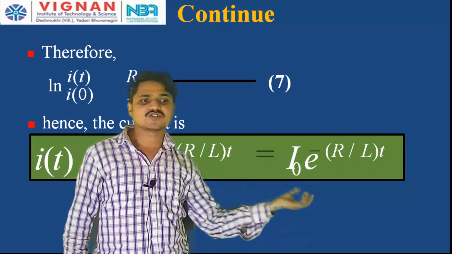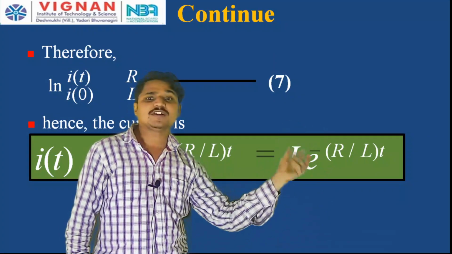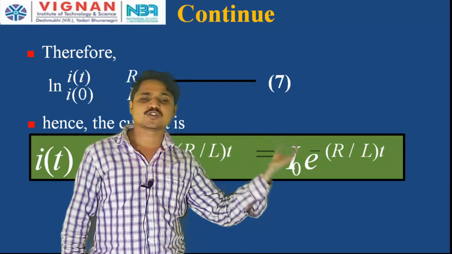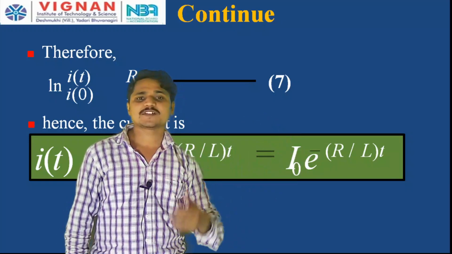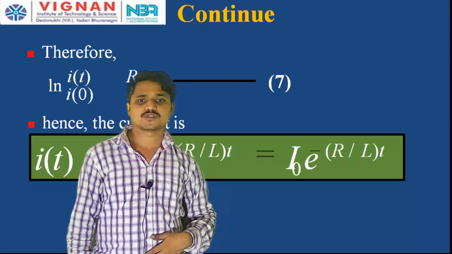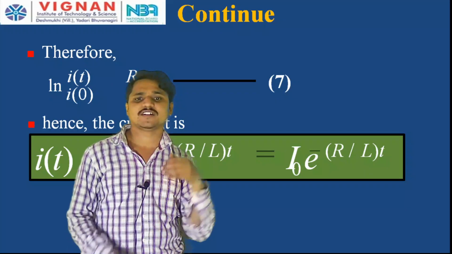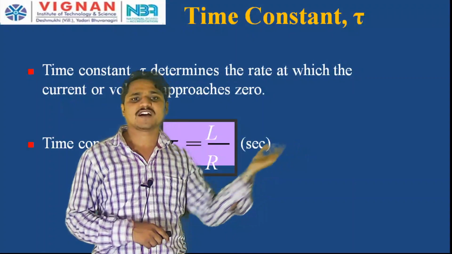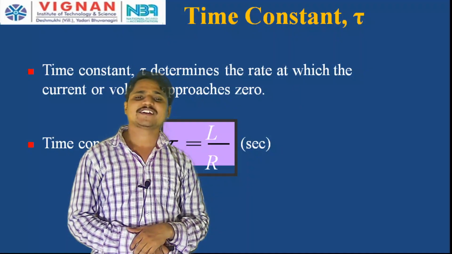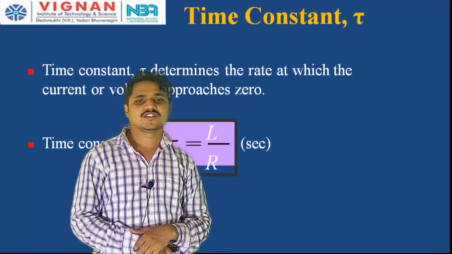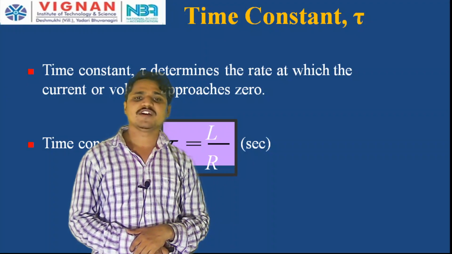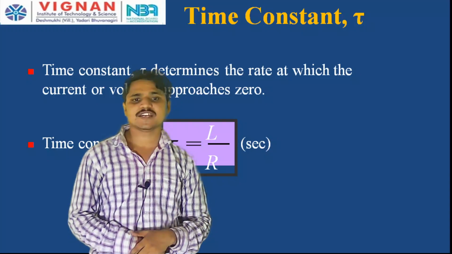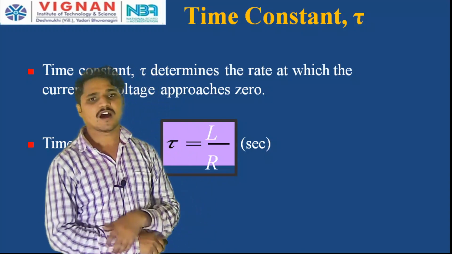It is decreasing to 0. So, how much time will it take to decrease the current to 0? That depends upon the time constant of the circuit. The time constant is defined as the ratio of inductance by resistance, denoted by tau. The unit for time constant is seconds, L by R.